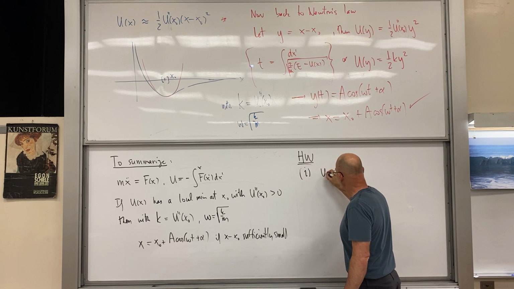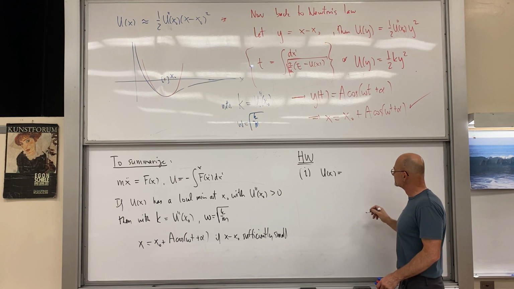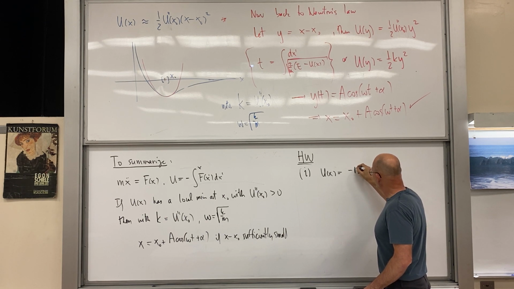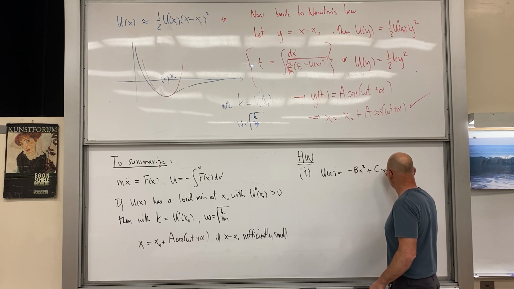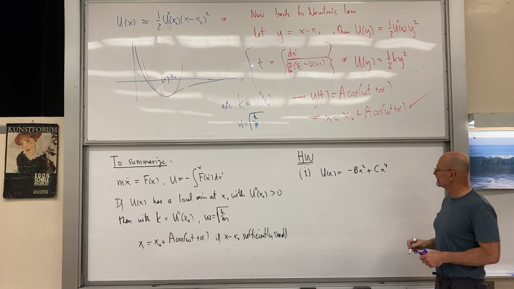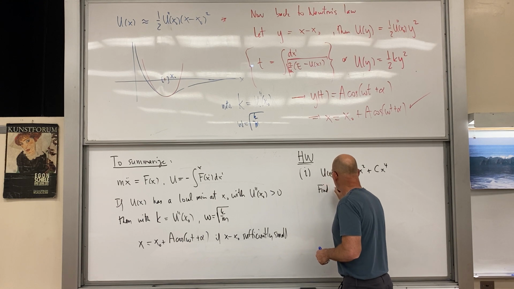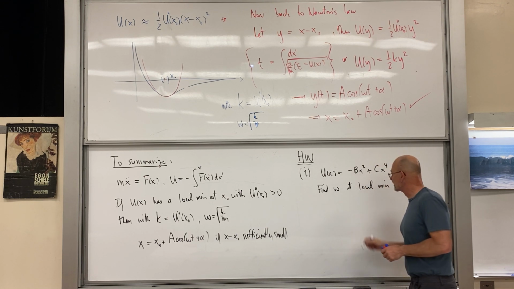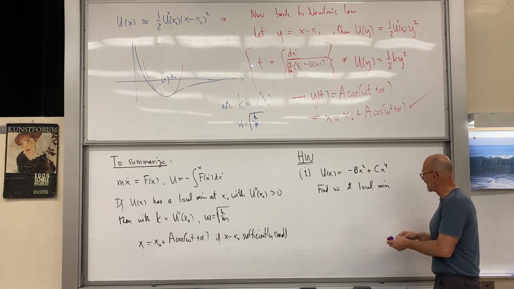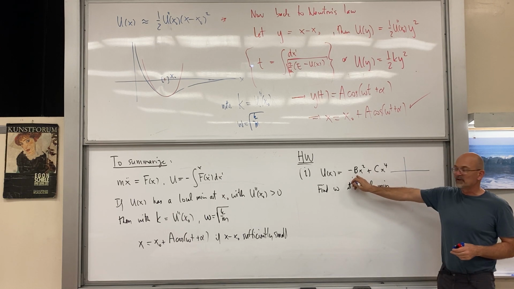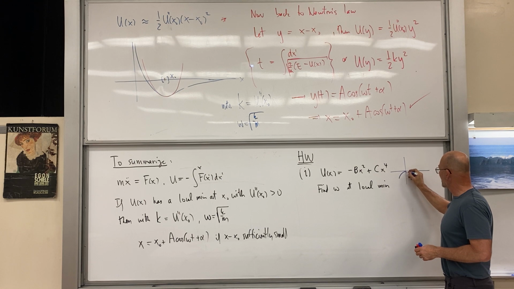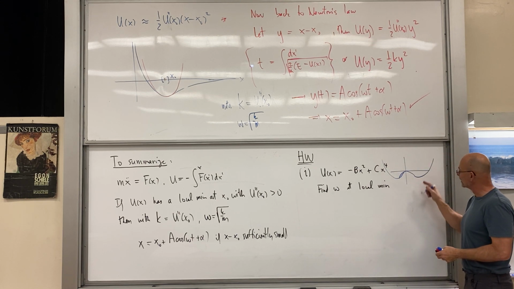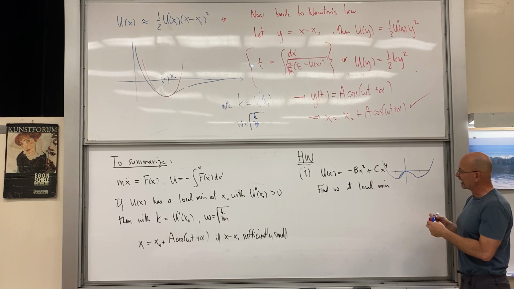So the first one, let's take U of x equals minus b x squared plus c x to the fourth. Find the frequency of small oscillations at a local minimum. Well, let's do a little sketch of this. It's not going to be bad. This is a symmetric function, and you've got a parabola down, but of course the x to the fourth is going to dominate for larger x. So you've got this double well here, with a local minimum in two places. That would be one example.